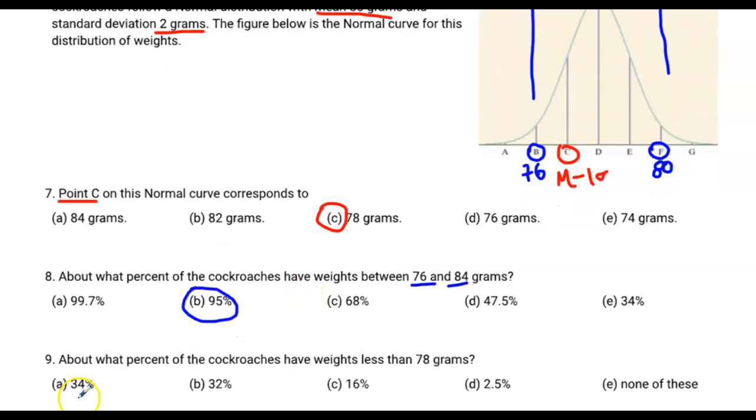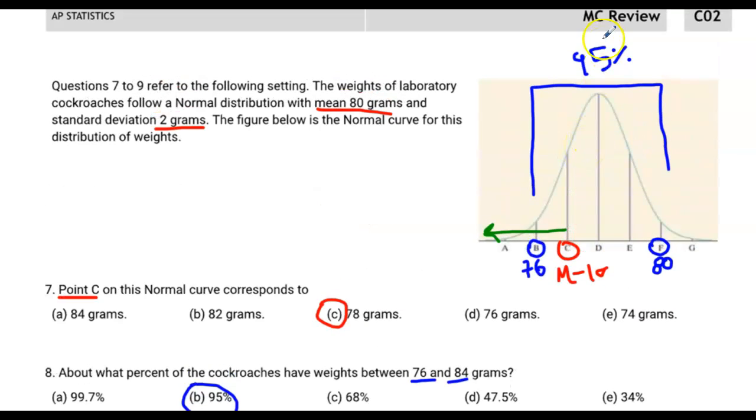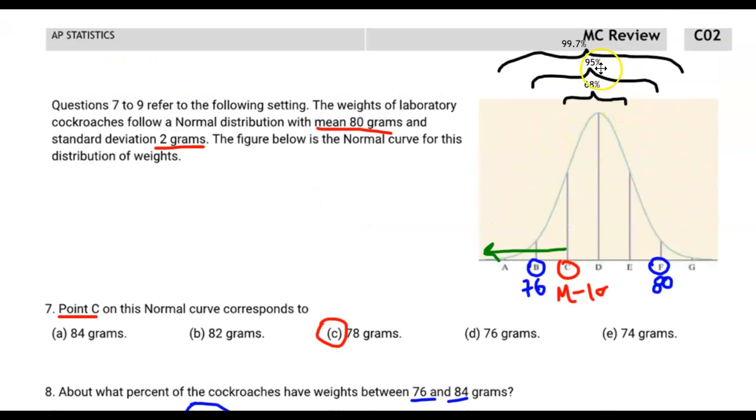Yuck, disgusting. Anyway, about what percent of the cockroaches have weights that are less than 78 grams? Well, remember we had 78 here. The 78 was labeled as mean minus 1 standard deviation. We can figure out the percentage below that by remembering the other values in the empirical rule. I just redrew this a little bit to represent 68%, 95%, and 99.7%. What I'm going to do now is fill in all of these different spaces in the normal curve to represent what percentage goes in each of the spaces.